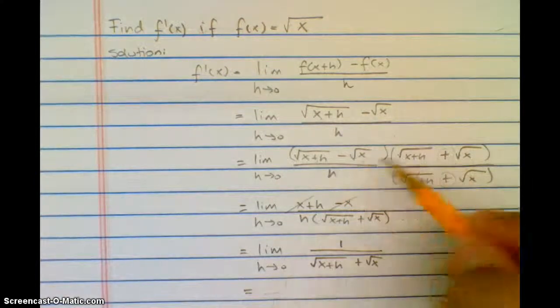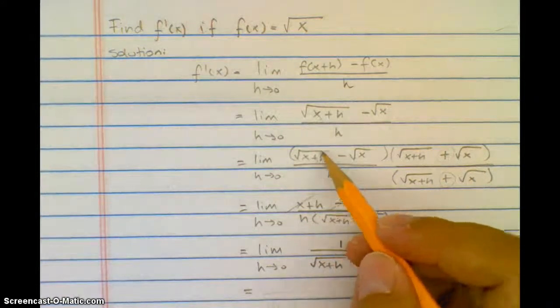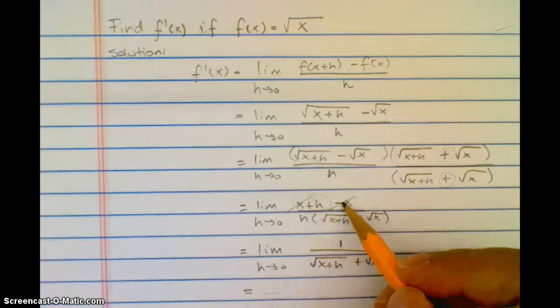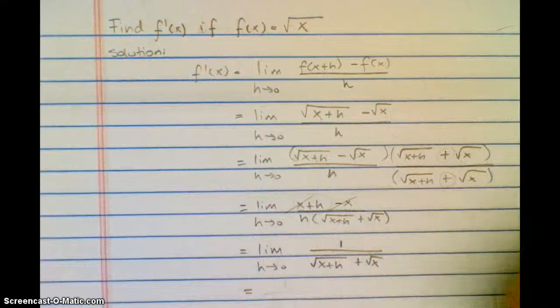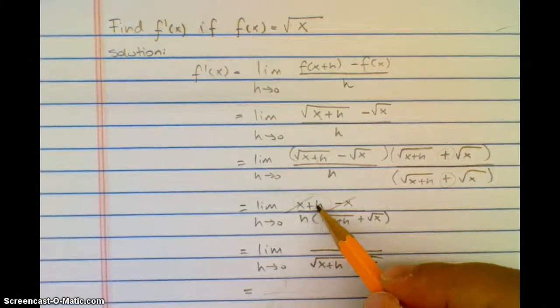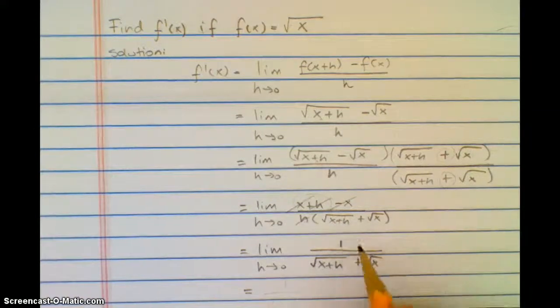So this product is the square of the first one. When I square a square root, they cancel out, and naturally I have x plus h left. And then square root of x times square root of x just gives me simply x. The x cancel out because it's x minus x. And then what happens to the h here? The h in the bottom is a factor, so these two h's also cancel out. And I have on the numerator a 1, and then on the denominator these two sums.